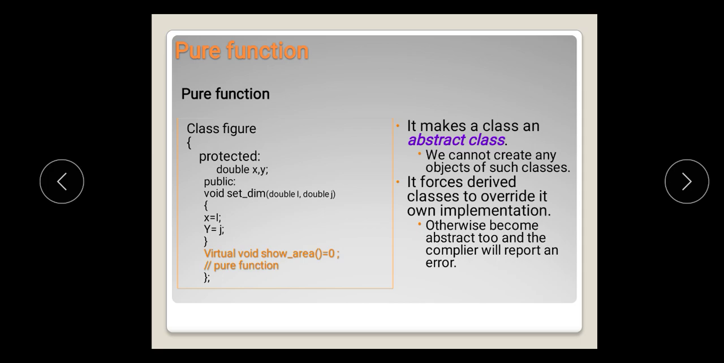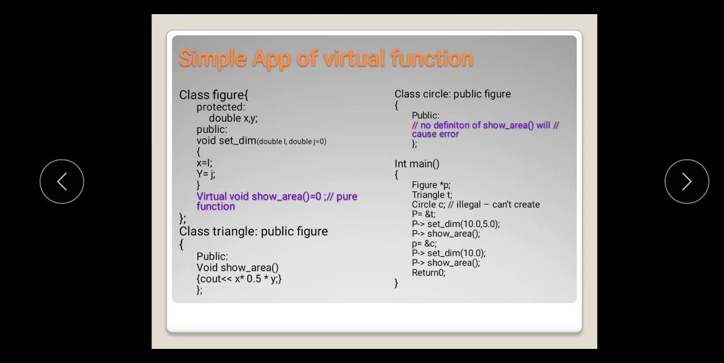Now listen carefully. When we make a virtual function a pure virtual function, it forces derived classes to override it with their own implementation. That means each and every class derived from this class needs to have this show area function. Otherwise it becomes abstract too, and the compiler will report an error. If you make that function a pure virtual function and do not redefine it in the derived class, then the compiler will cause the error, which is shown in this example.